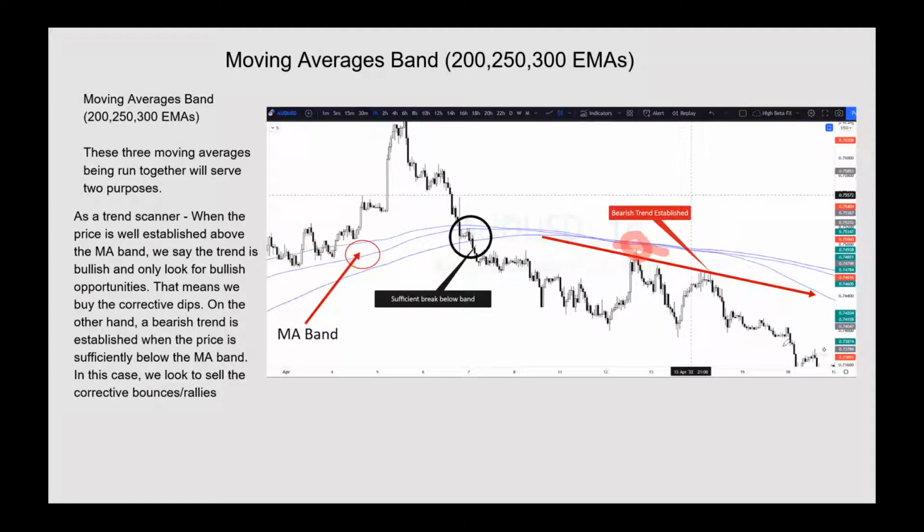Remember, the first function is that we use it to identify the start of a trend or to establish a trend. And the second is to use it to identify the end of a correction, where the correction could end. When the price makes a correction back to the band, we can take that as a possible place where the correction could end, and then anticipate trading in the direction of that trend.